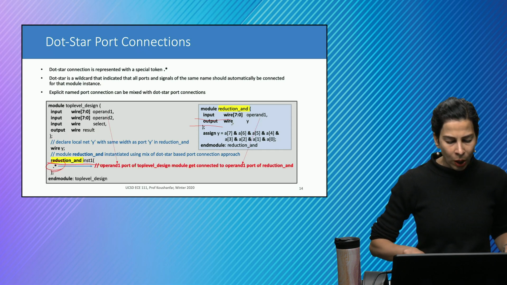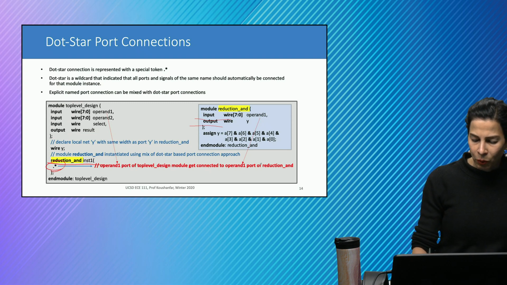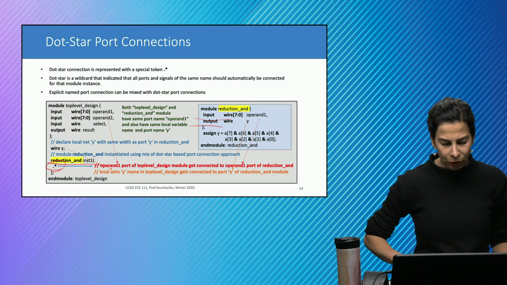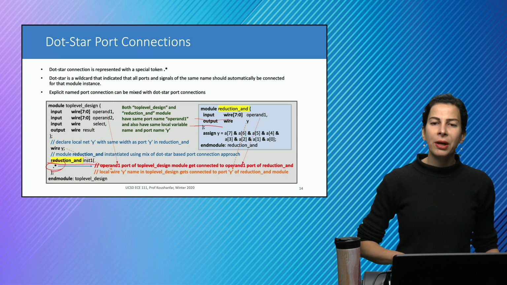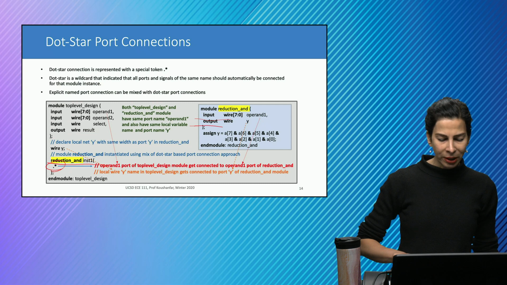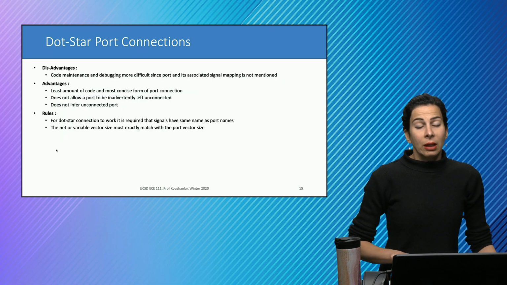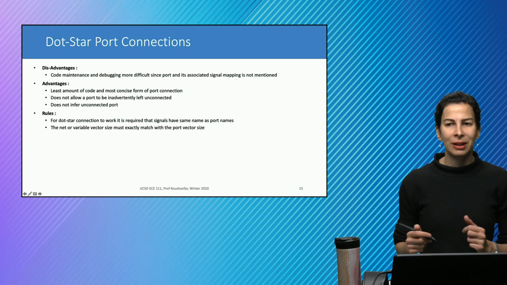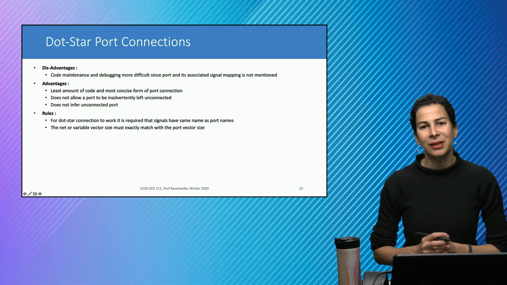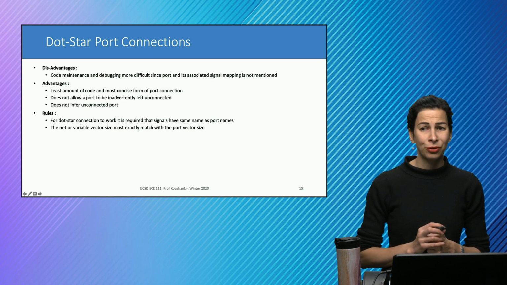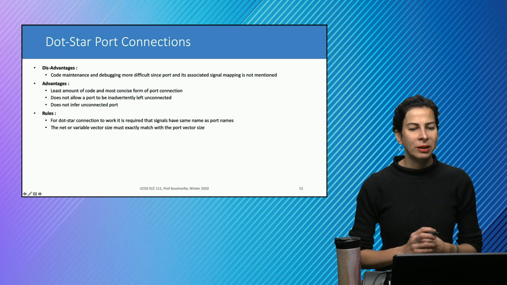So the operand1 gets connected to operand1 here. The y is going to get connected to this local one here, and both the top level design and the reduction module have the same port name and the same local variable. As I mentioned, this is something that a lot of experienced designers do, but it's not necessarily easy to debug. In big teams, usually they try to use explicit port connection.